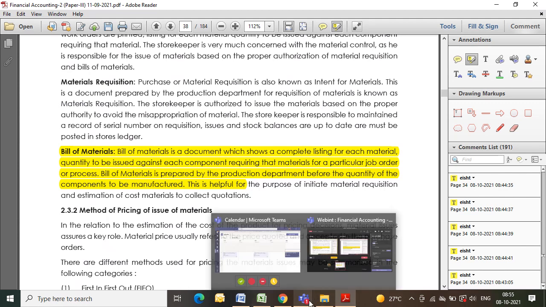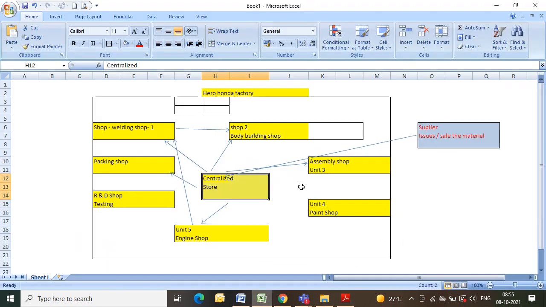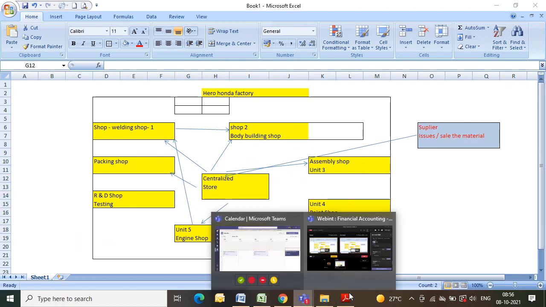So each department, for example, if this one needs material, they'll prepare a BOM. They will give it, and then the material will come in. So each department, 1, 2, 3, 4, 5, 6, each department will prepare a BOM. They will give it to the centralized store after it is duly approved, and it will also mention the quantity required by them. Okay. So let's move on.